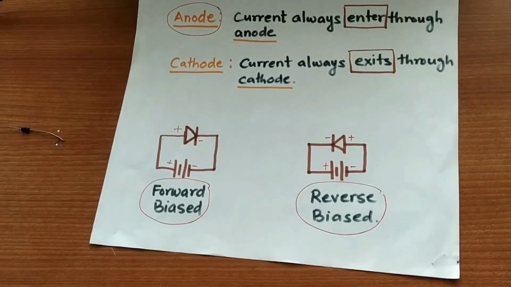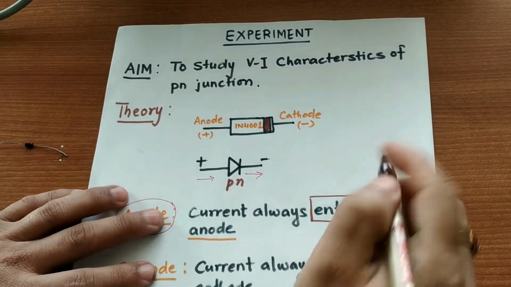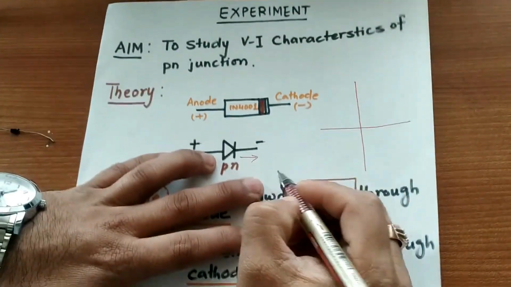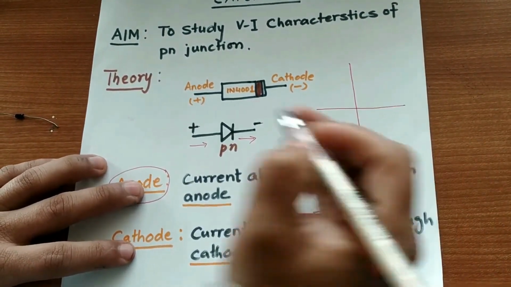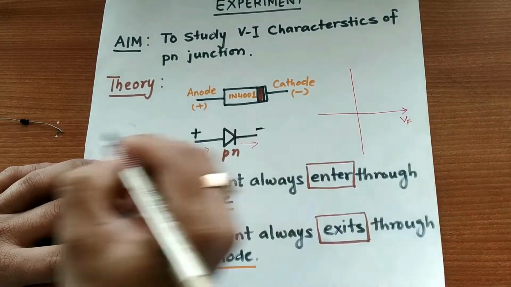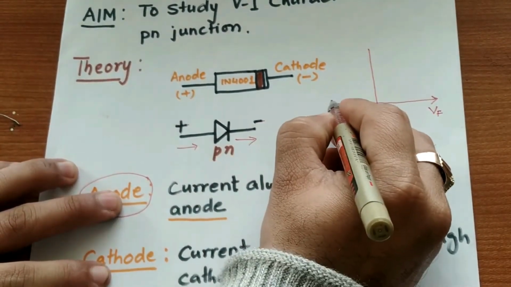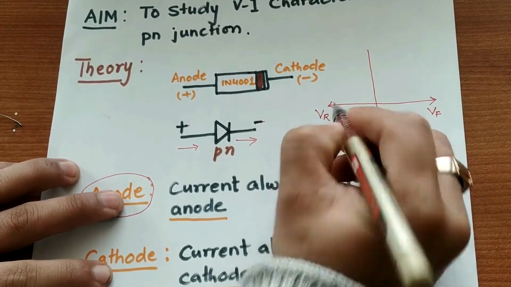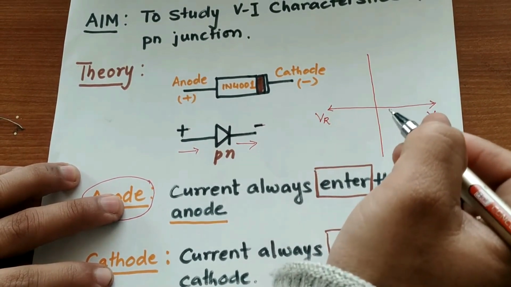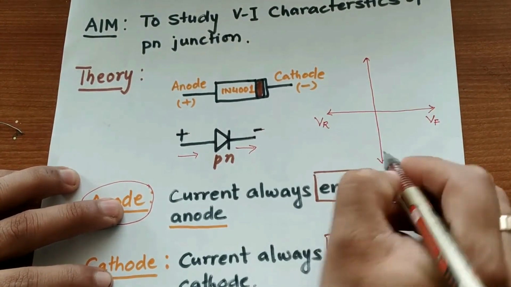When we talk about the VI characteristic of a diode, we have a diode working in two conditions. A diode can work in forward bias condition, where we use VF as the voltage, and in reverse bias condition, where we denote the voltage as VR. Whenever the diode is working in the forward or reverse bias direction, a current flows through it.